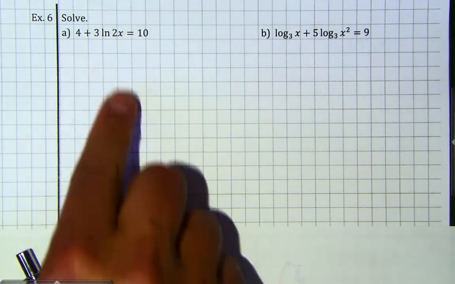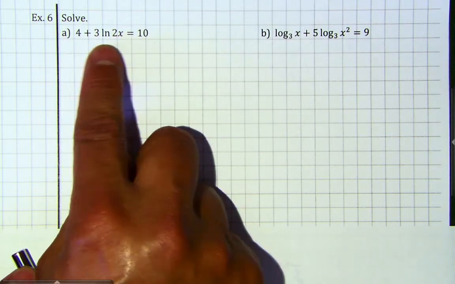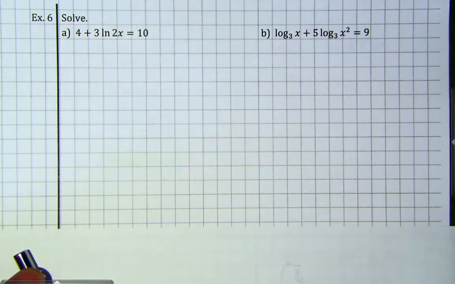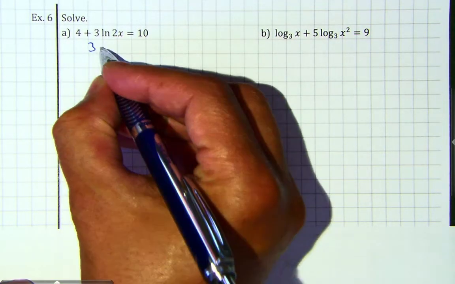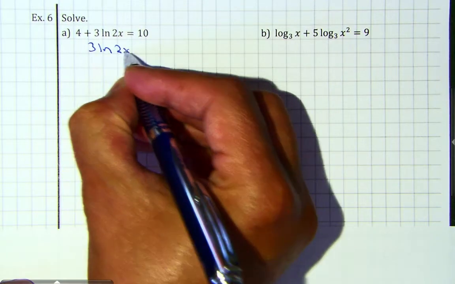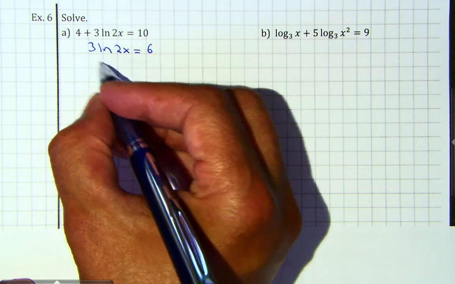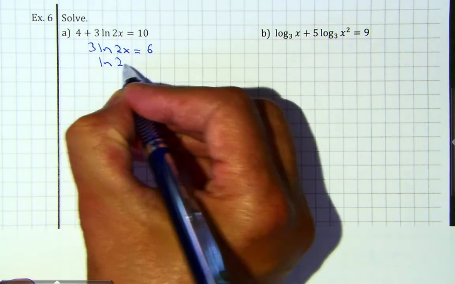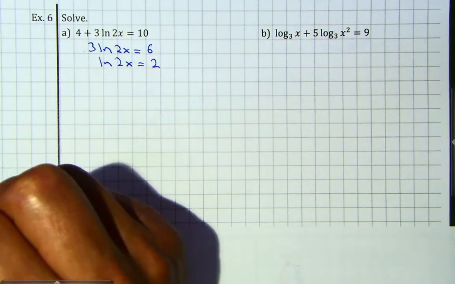So I need to solve for x. I need to get rid of the 4, the 3, the 2, and the ln, correct? What should I do first? Correct. So minus 4 on both sides. Next, I should divide by 3, correct? Ln of 2x equals 6 divided by 3, which gives me 2. What should be the next step?